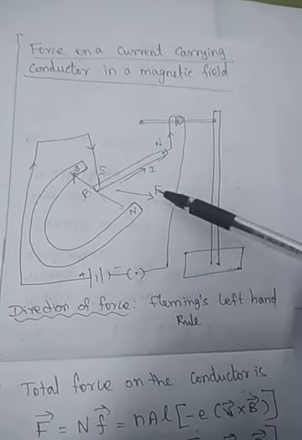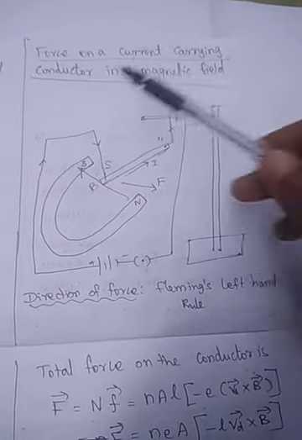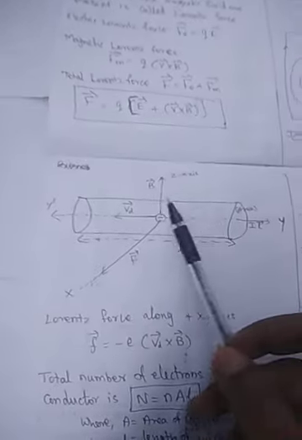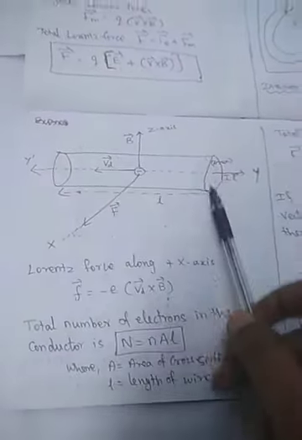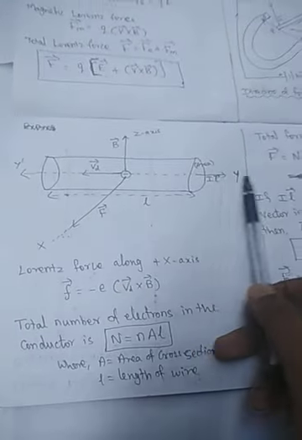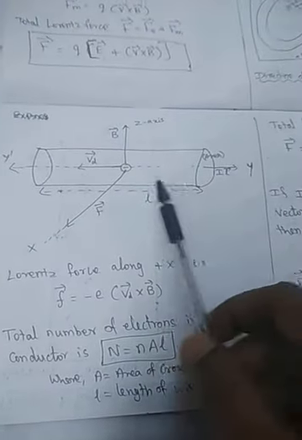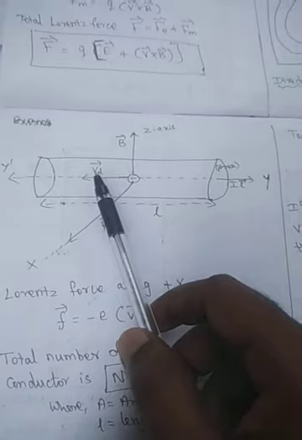We have studied this experiment already in class 10 also. So what is the expression for this force? That is what we are going to determine now. This is a wire or conductor. The current flows in this direction, which means the electrons flow in the opposite direction. This electron drift velocity is Vd.